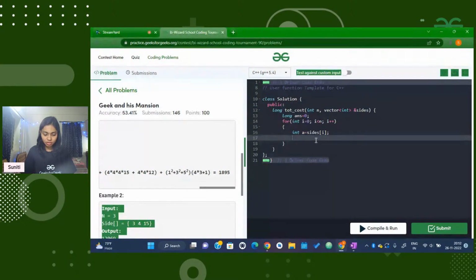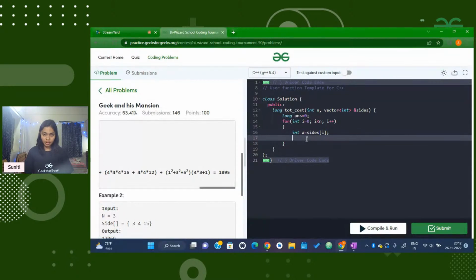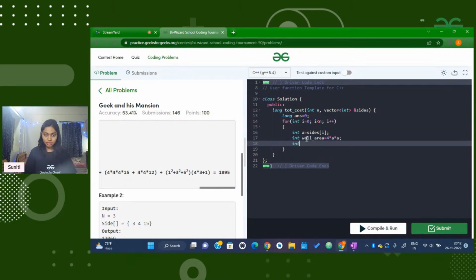So once we have that, the current side, we can now calculate the values. So let us see what is going to be our wall area. What will be the wall area? 4 into A, 4A square. That is going to be our wall area. And then our ceiling area, it's just a normal square, so that is going to be A into A. What is the area of the square?